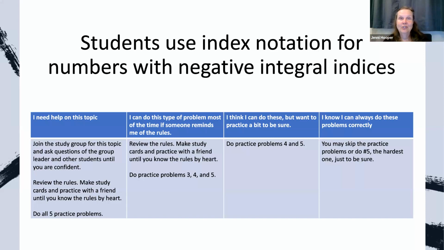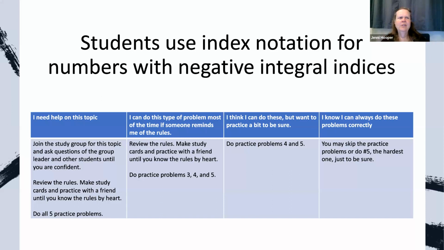They're going to ask questions of the group leader. Maybe we chose a group leader who really knows what they're doing on this, or two or three to help tutor these students who really need help with this idea. We want the student to ask questions of the group leader and other students until they're confident in this learning objective. And perhaps they need to review the rules, make study cards, and practice with a friend until they know the rules by heart. And they need to do all five practice problems on the review page that involve this.